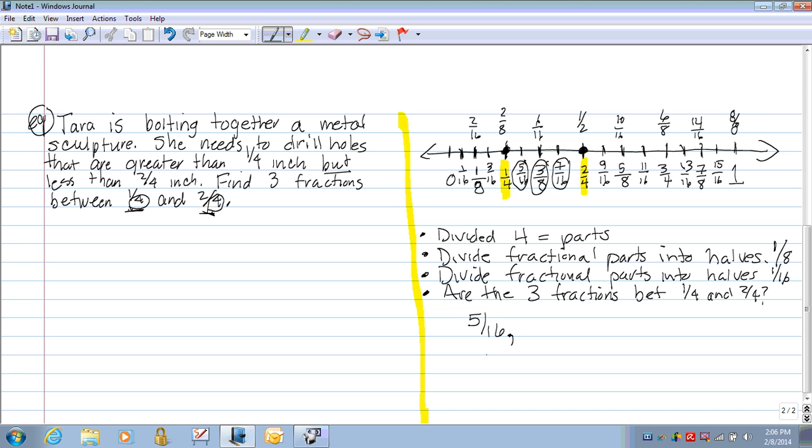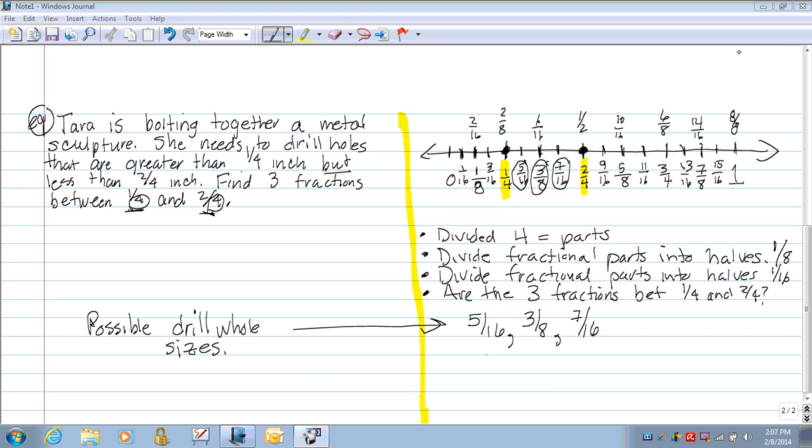5/16. What would the next one be? 3/8. And the last one would be 7/16. And those three fractions are answering our question, what size of drill holes are greater than 1/4 inch but less than 2/4? So these are the possible drill hole sizes.